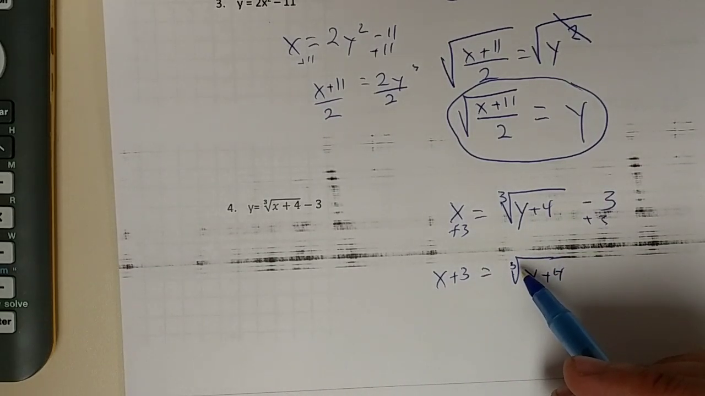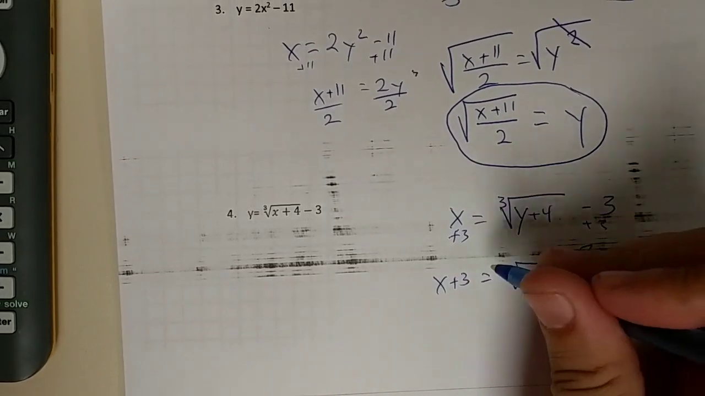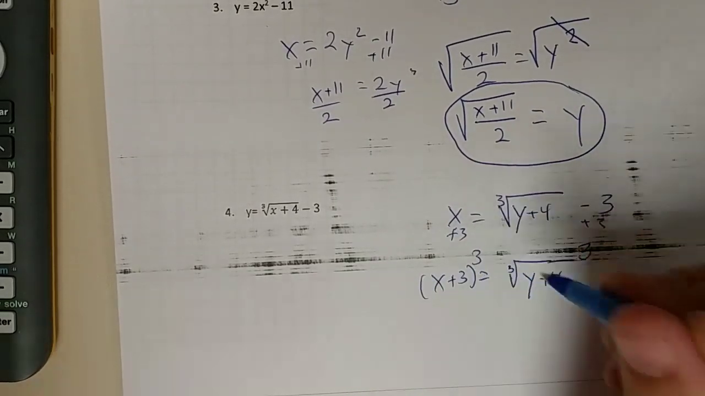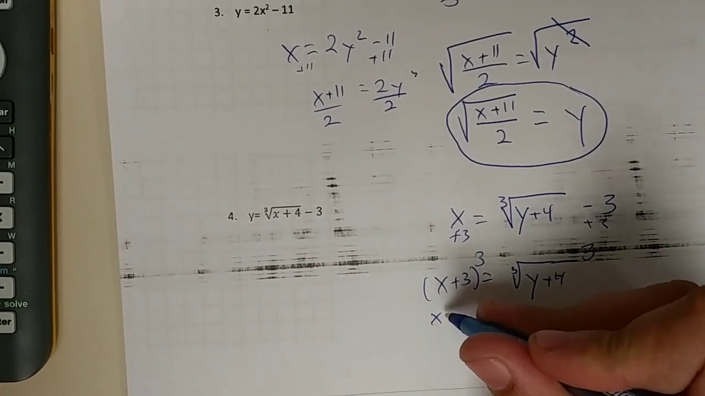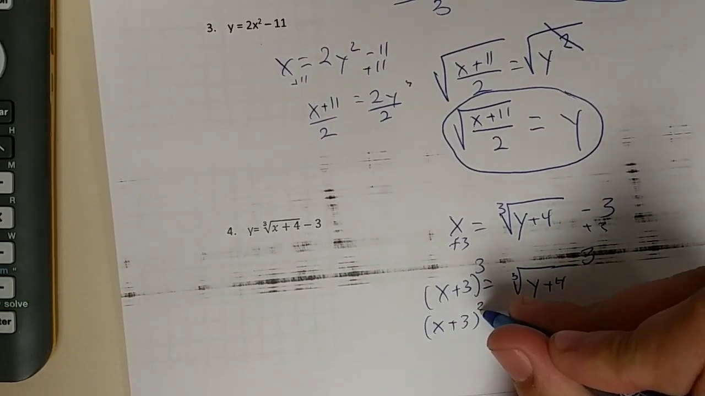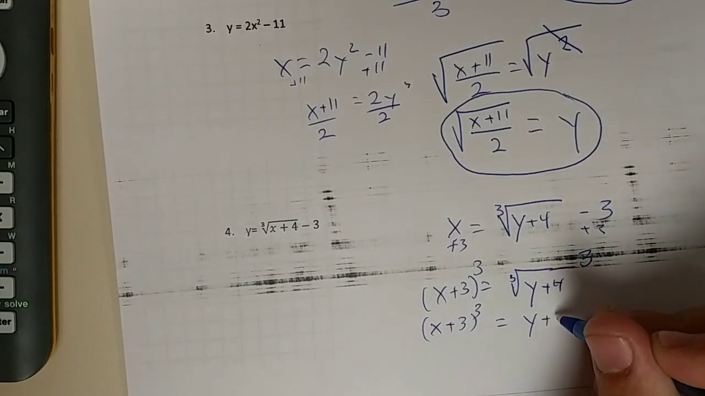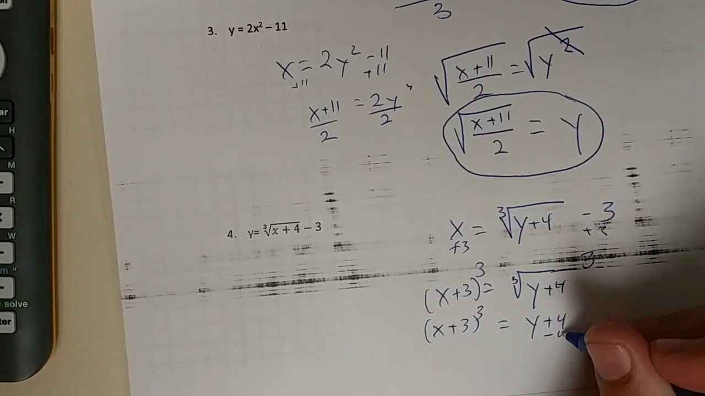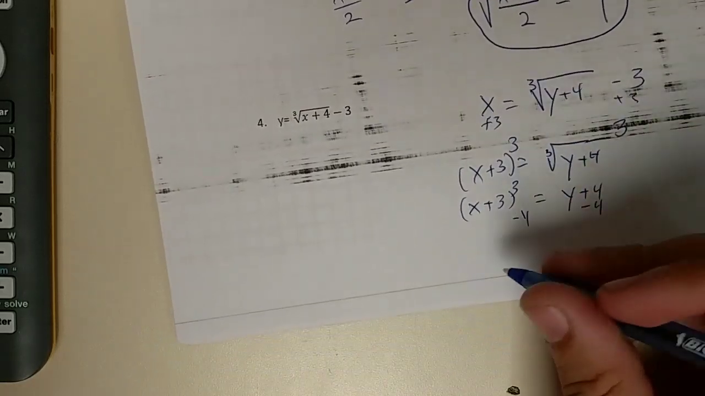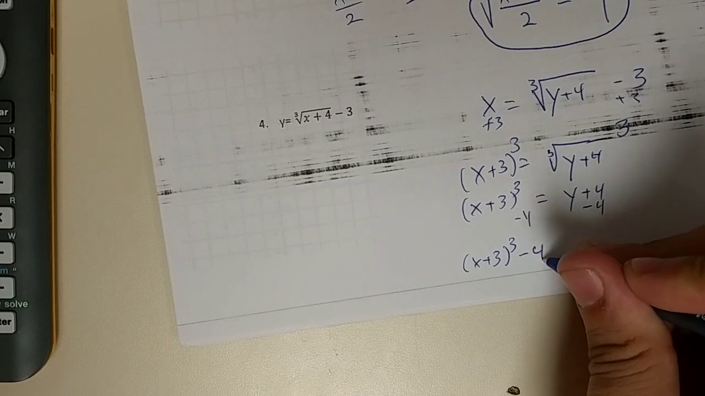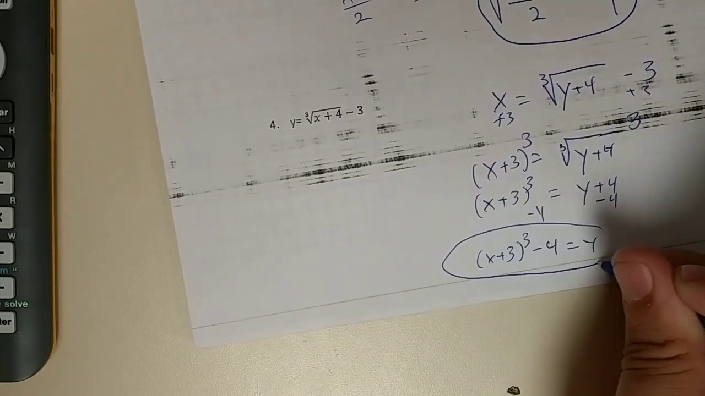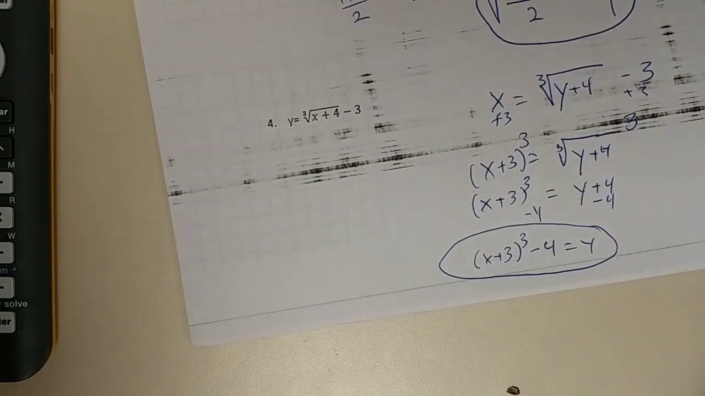Now, to get rid of the cube root, what you want to do is cube the power. Now, if I cube it, I have to cube everything, so I'm going to put parentheses here. (x plus 3) cubed equals y plus 4. Minus 4, minus 4. Your final answer is (x plus 3) cubed minus 4 equals y. That would be your final answer on that one.